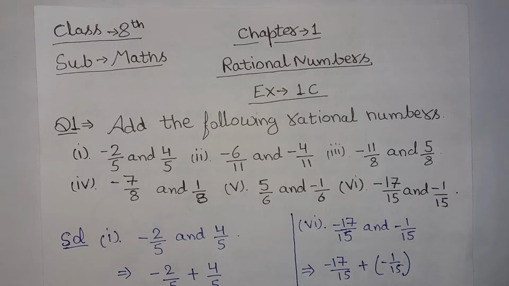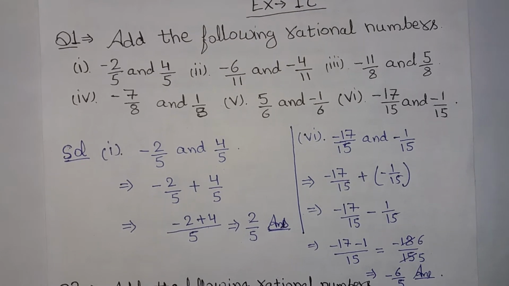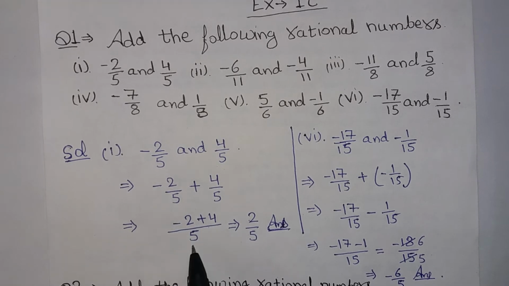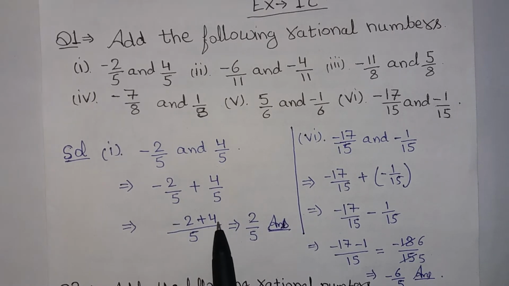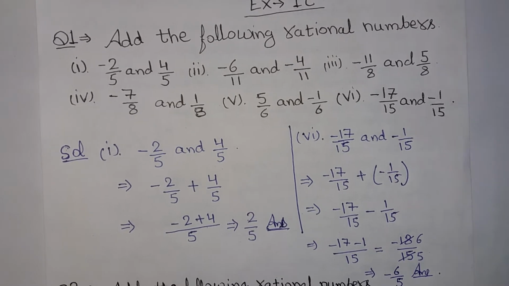Today in this video we are going to study chapter 1 of rational numbers, exercise 1C. So let us start. Question number 1, add the following rational numbers. Taking the first part, that is minus 2 upon 5 and 4 upon 5. So here minus 2 upon 5 plus 4 upon 5, by taking LCM as 5. So minus 2 and plus 4 will be 2. So 2 upon 5 will be the answer.